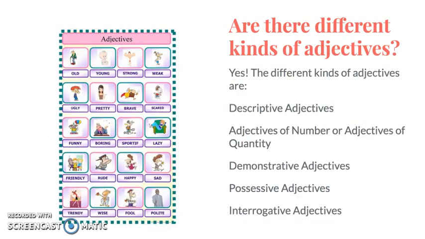So, are there different kinds of adjectives? Yes, there are different kinds of adjectives. There are 5 different kinds of adjectives. We have descriptive adjectives, adjectives of number or adjectives of quantity, demonstrative adjectives, possessive adjectives, and interrogative adjectives.